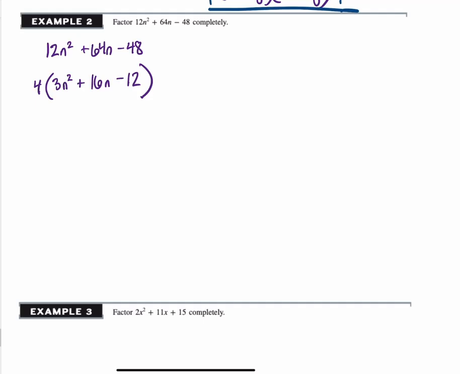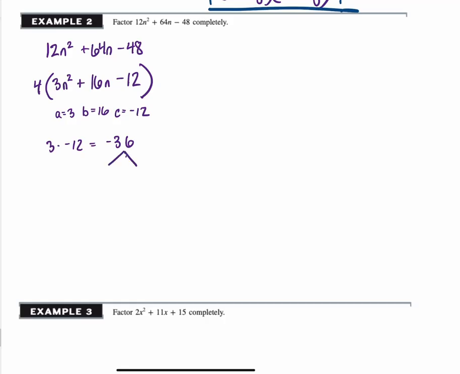This at least makes the numbers smaller that we'll have to work with, so that can help make this a little bit simpler. So now let's just continue our process looking at just what's in parentheses, but let's not forget that we have this 4 out in front. So inside the parentheses now, our a term is 3, b is 16, and c is negative 12. So let's multiply a times c. 3 times negative 12 is negative 36. And we want two factors that add up to positive 16.